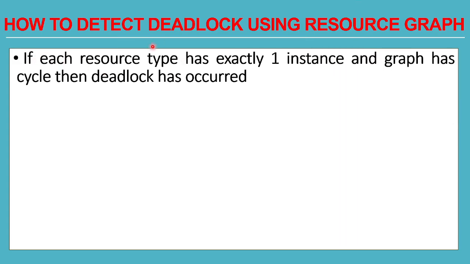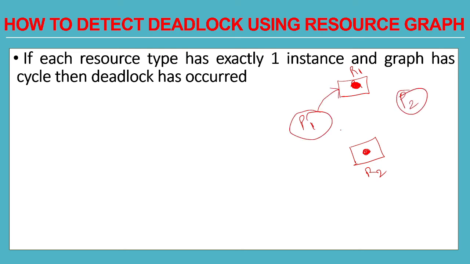If each resource type has exactly one instance, suppose this is a resource R1, it has exactly one instance, and resource R2 also has exactly one instance, and there are two processes P1 and P2. P1 wants R1, but it is already taken by P2, and P2 wants R2, which is already taken by P1. So you can clearly see the cycle has occurred, and only one instance is there.